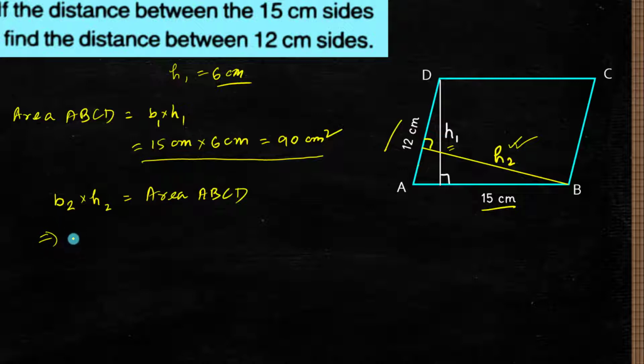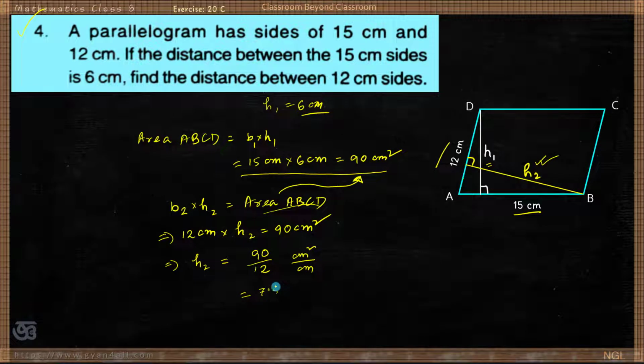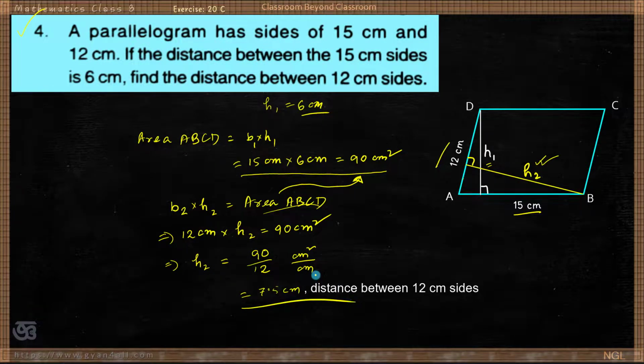So here B2 is given, that is equal to 12 centimeter, and H2 we have to find out. And area ABCD is the same area. This is the area of the parallelogram, that is equal to 90 centimeter square. H2 is equal to 90 divided by 12. Here it is centimeter square divided by centimeter, and this is equal to 7.5 centimeter. This is the answer. Find the distance between 12 centimeter sides. So H2 is the distance between 12 centimeter sides.